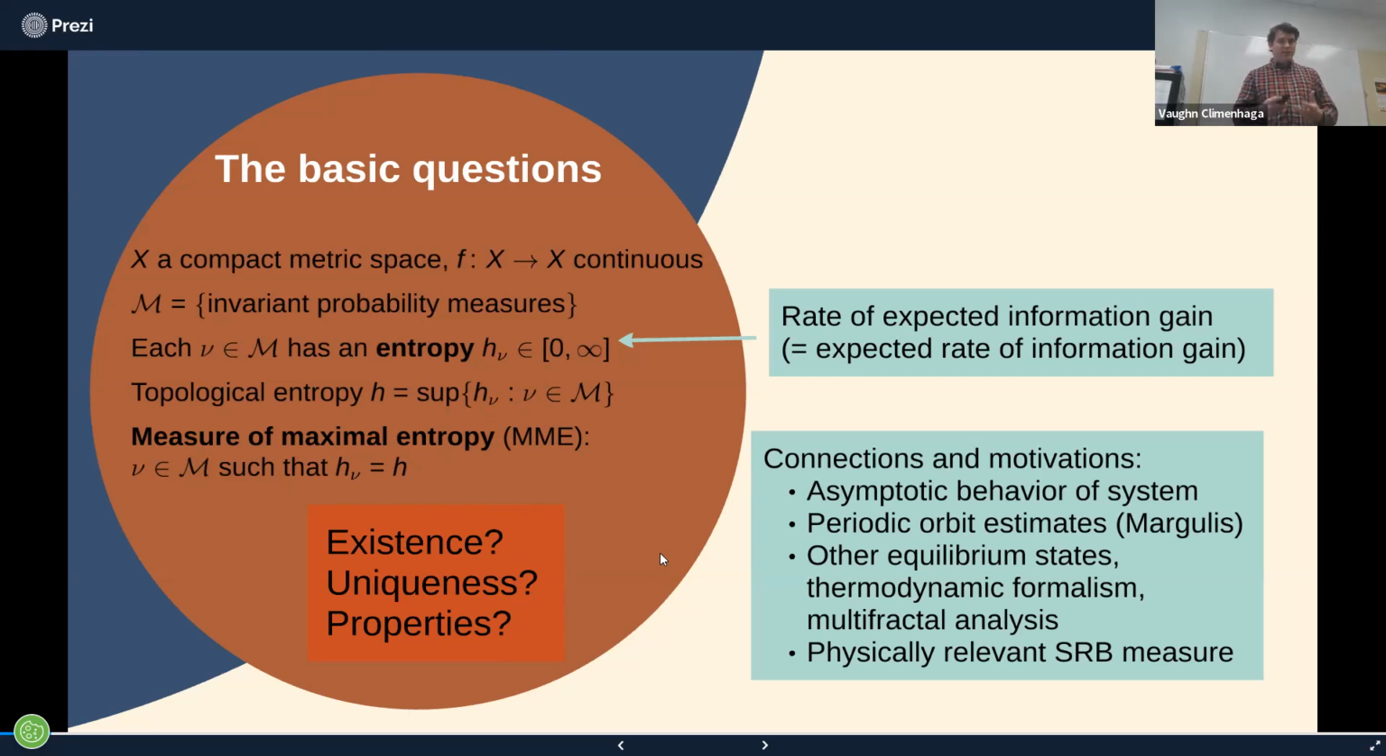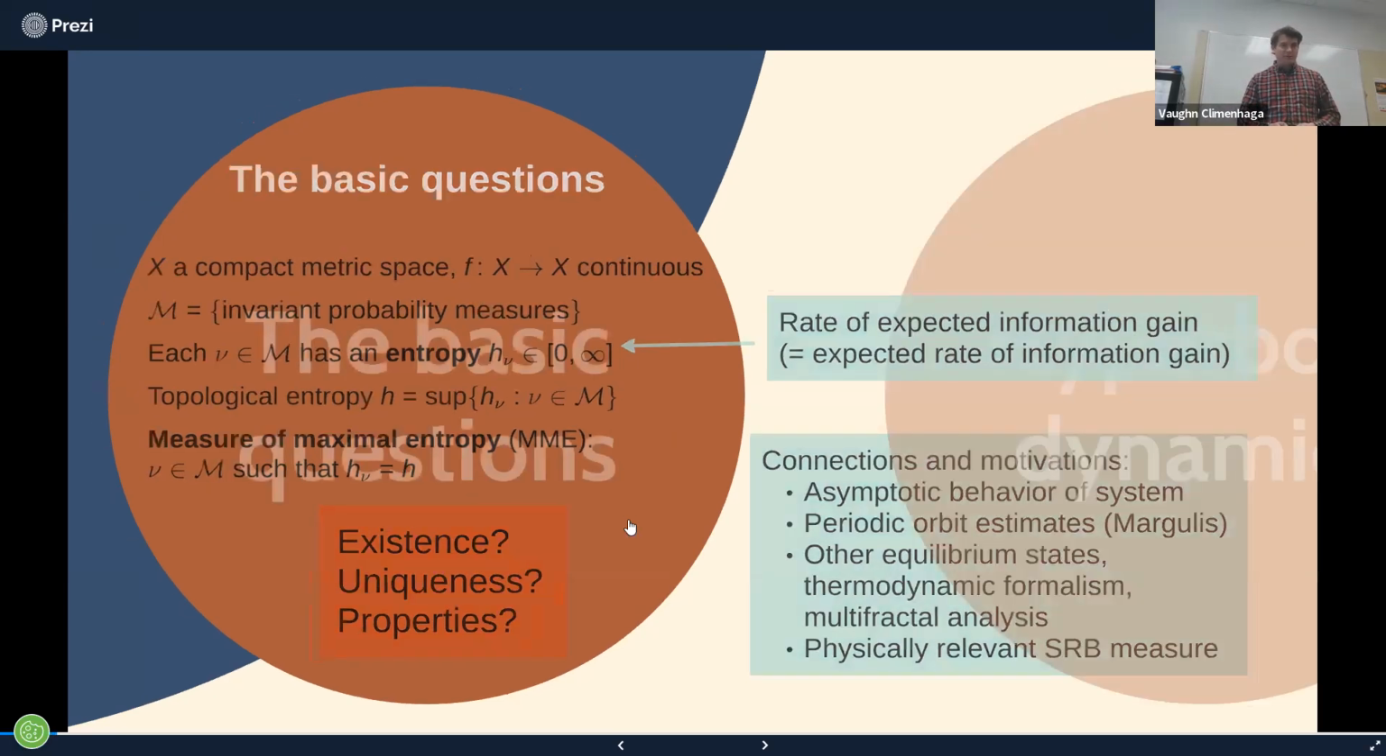There are various reasons why this is an interesting question to ask. I'm not going to dwell on them very long. Some of them are listed here. One thing I do want to point out is that all of this machinery that I talk about can be generalized to study thermodynamic formalism and equilibrium states for other potentials. And if you don't know what that means, don't worry about it. I'm not going to talk about it. You don't need to know what that means to follow the rest of the talk. That's just a comment for people who have seen those words before.